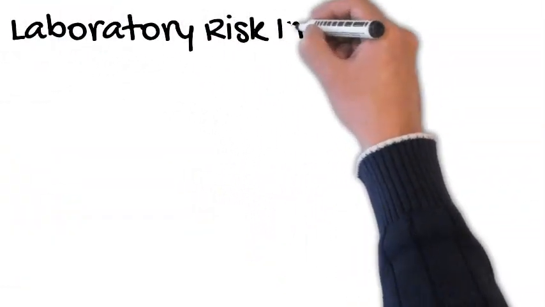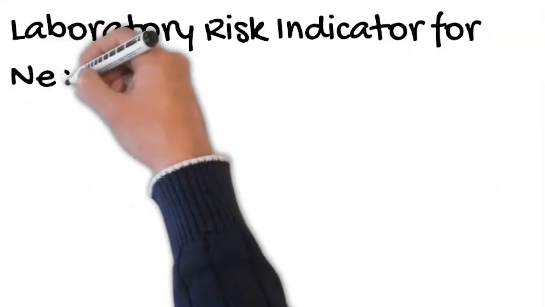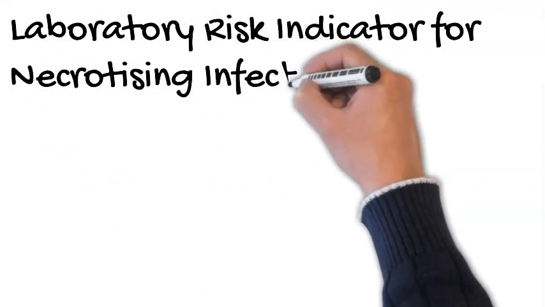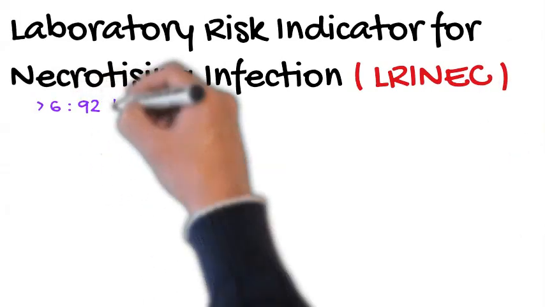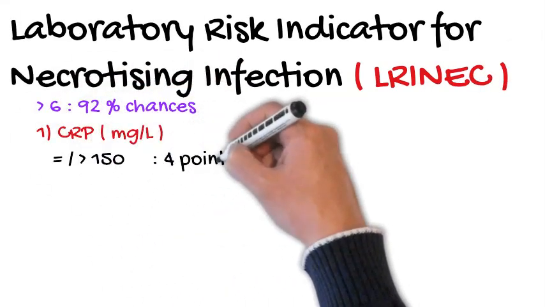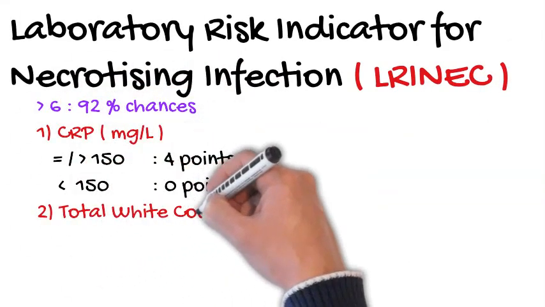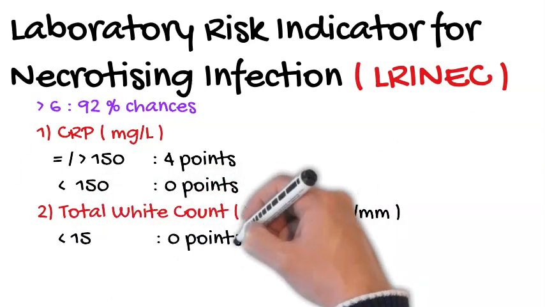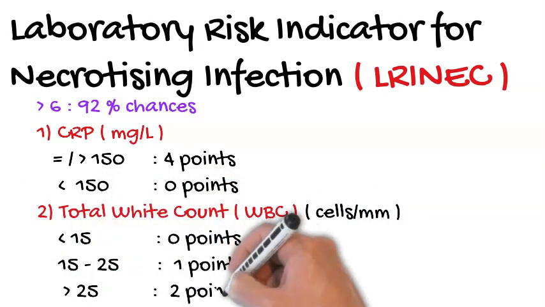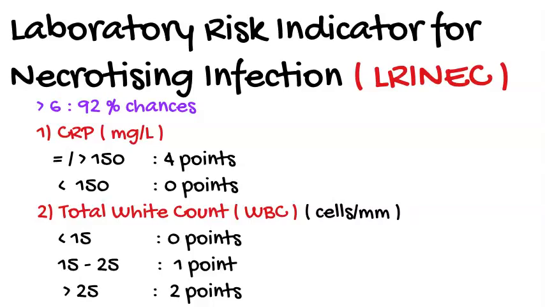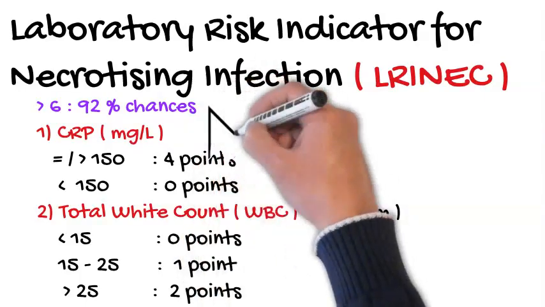Apart from history and physical examination, the Laboratory Risk Indicator for Necrotizing Infection (LRINEC) score is helpful in diagnosing necrotizing fasciitis. It involves 6 blood parameters. A score of more than 6 has a probability of 92% of the patient having necrotizing fasciitis.